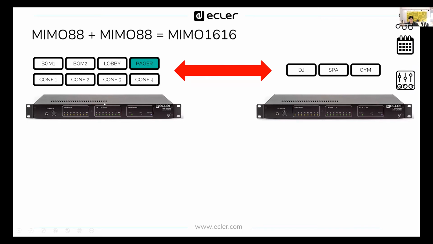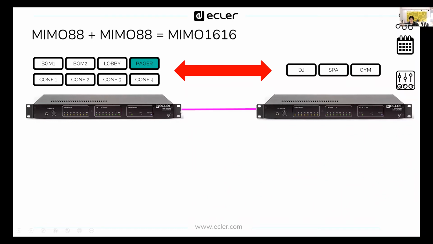What does this link let you do? You can share all the signals. So the DJ, if it's connected to the second matrix, you can have it in the output of the first matrix and the other way around. So you share all the inputs.